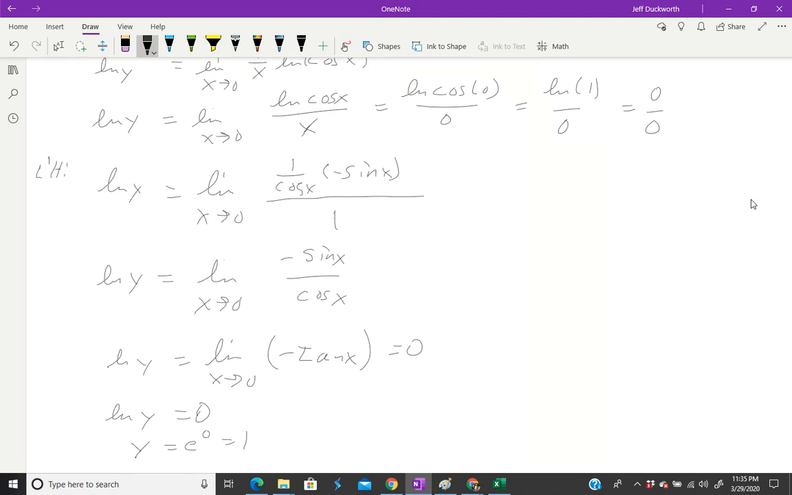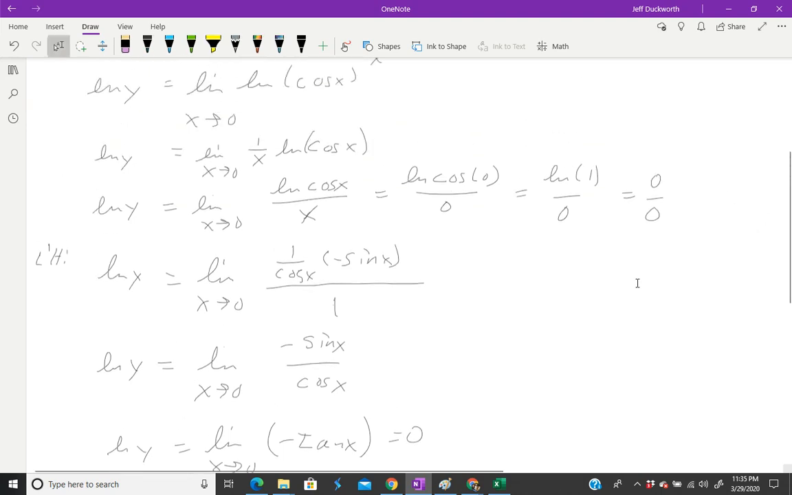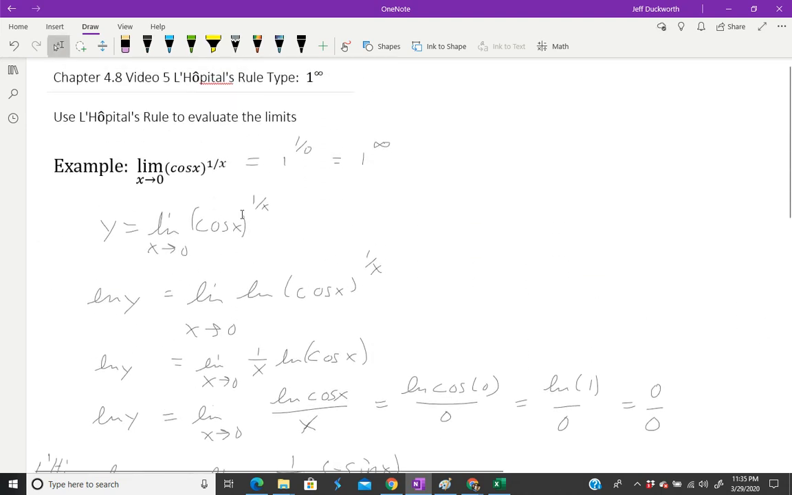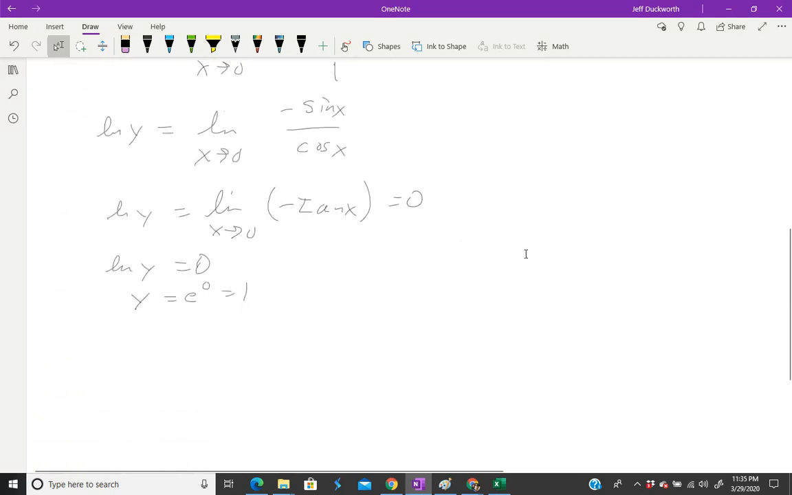So the limit of our starting expression, cosine of x to the 1 over x, is in fact just 1.